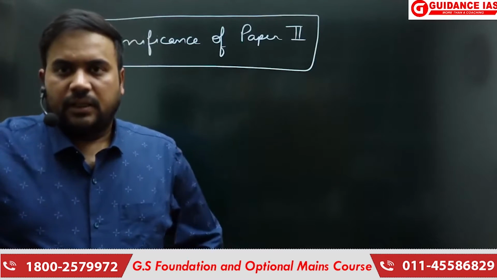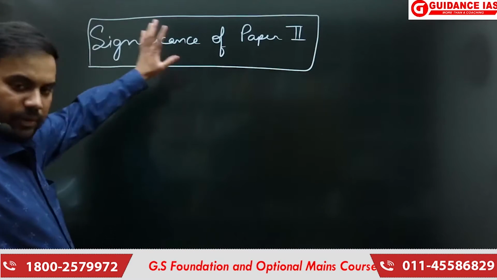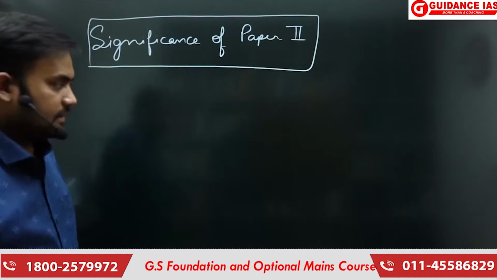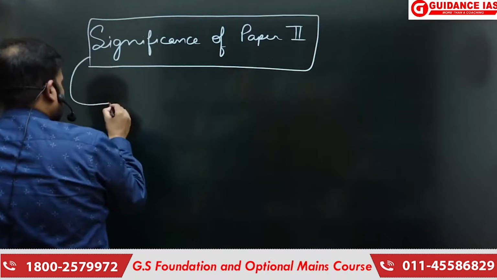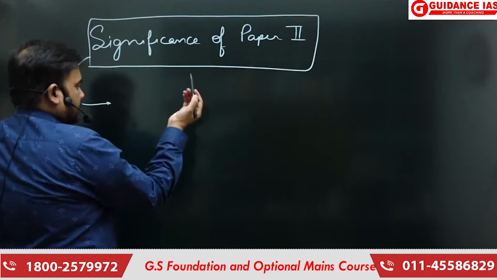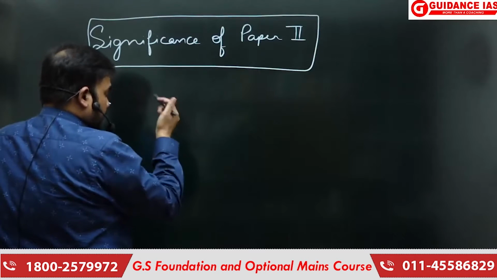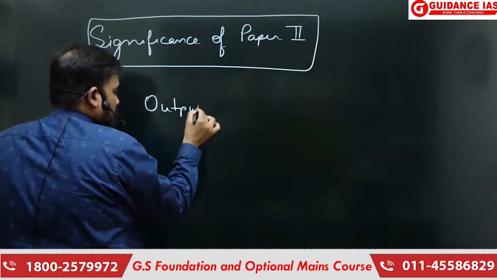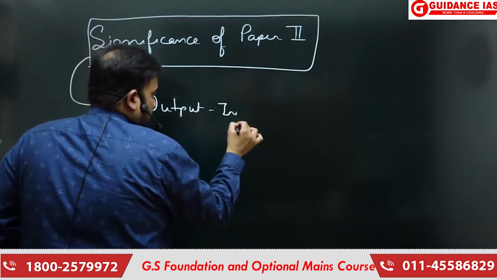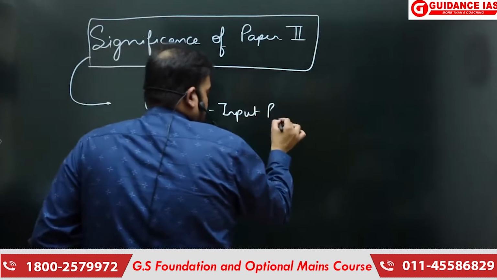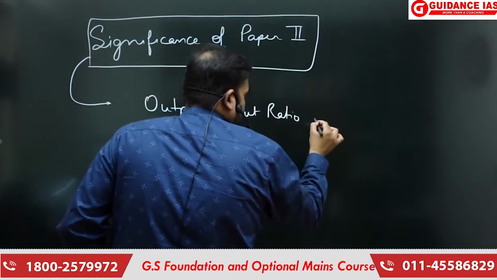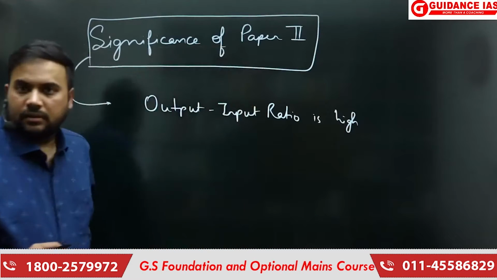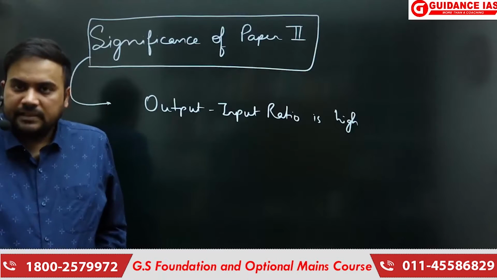Okay. So if we talk about the significance of paper 2, coming back to this part, there are a number of significances. One very important aspect of paper 2 is that the output input ratio is high. It is high. And how is it high?